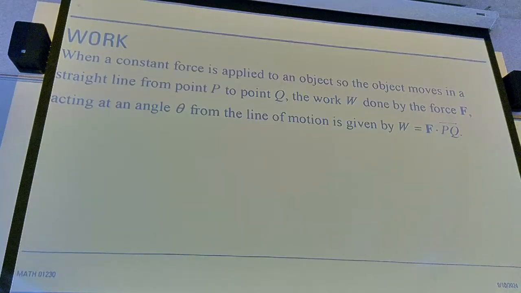Of course, that angle is needed if you only know magnitudes. If you only know the magnitude of the force, not the force vector itself, you need that angle.